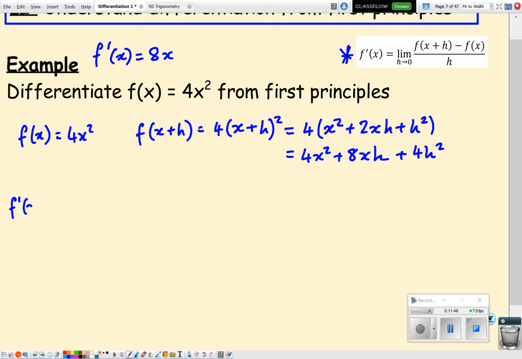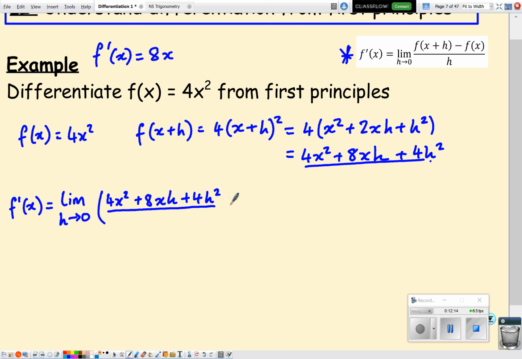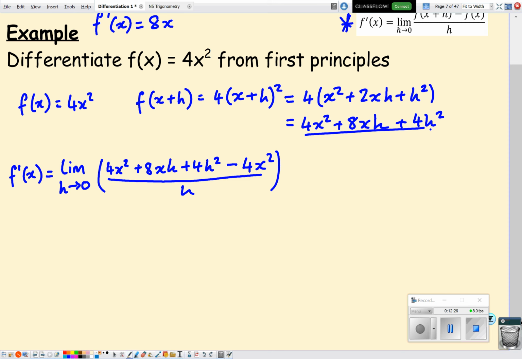Well, let's plug that all together into the formula for differentiation from first principles. It says the derivative is the limit as h tends to 0 of f of x plus h, which is this here: 4x squared plus 8xh plus 4h squared. We'll subtract f of x, so take away 4x squared, all over h, and close that off. Now, before I apply the limit function, you have to get this in its simplest form. So f dash of x will still be the limit as h tends to 0.